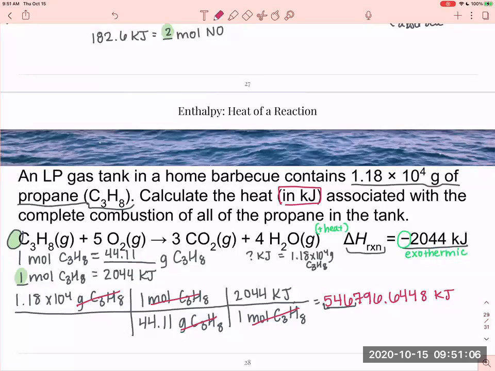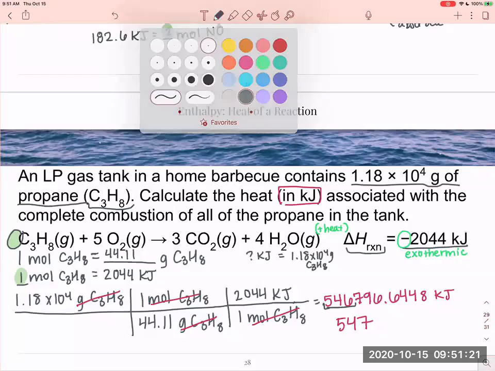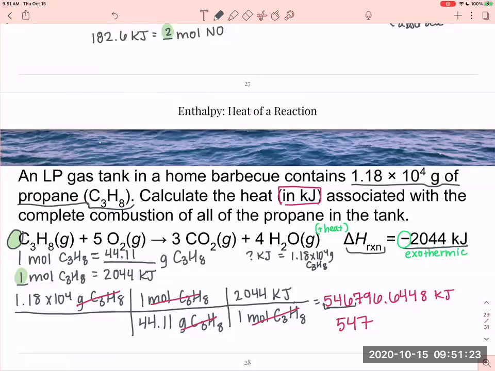So if I want this, can I say 547 kilojoules? I hope that you are shaking your head, yelling at the screen, telling me, no, you can't do that. Why can't I do that? Because this is 546,796. If I owed you $546,000 and I gave you $547 because sig figs, we're not cool. You better be yelling at me because I owe you a lot more money.